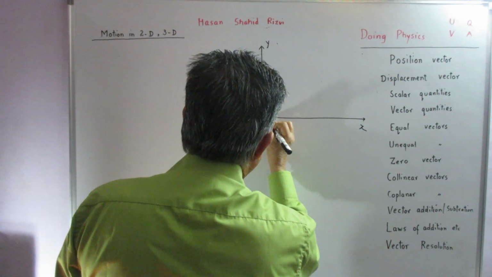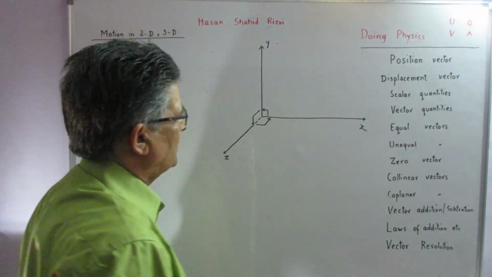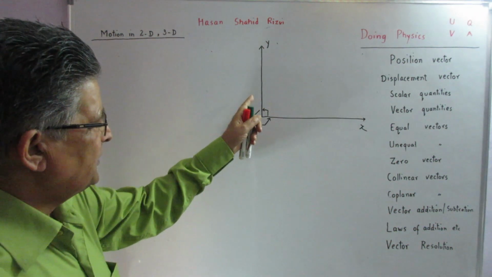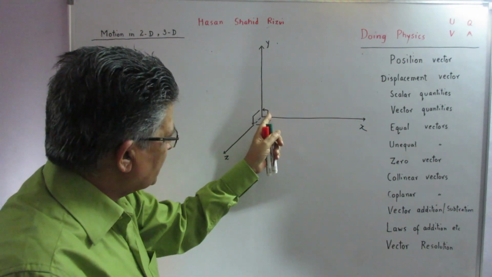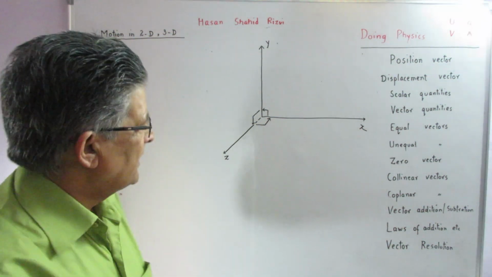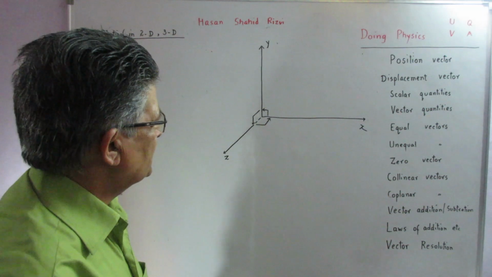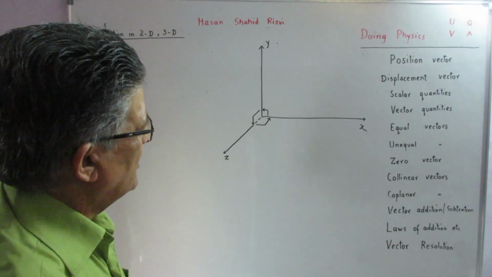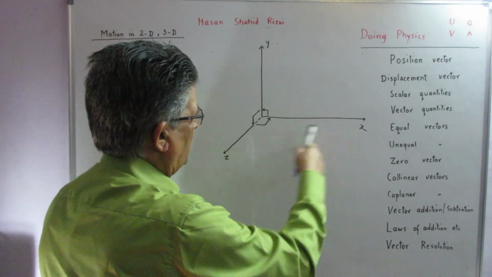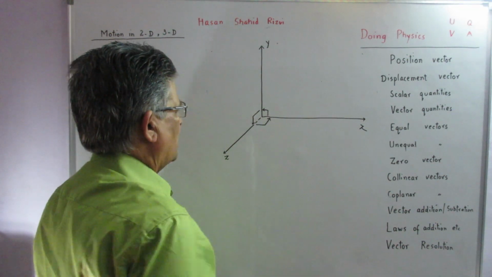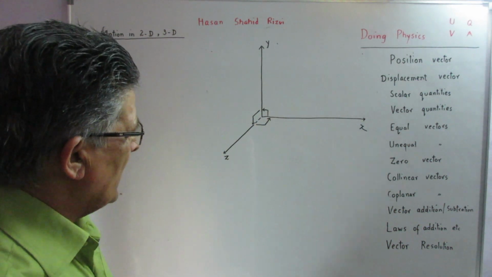But this happens only when we go in the right direction of rotation. The axis x makes an angle of minus 90 degrees here with the axis y. The axis z makes an angle of minus 90 degrees with the y-axis, and the z-axis makes an angle of 90 degrees with the x-axis.